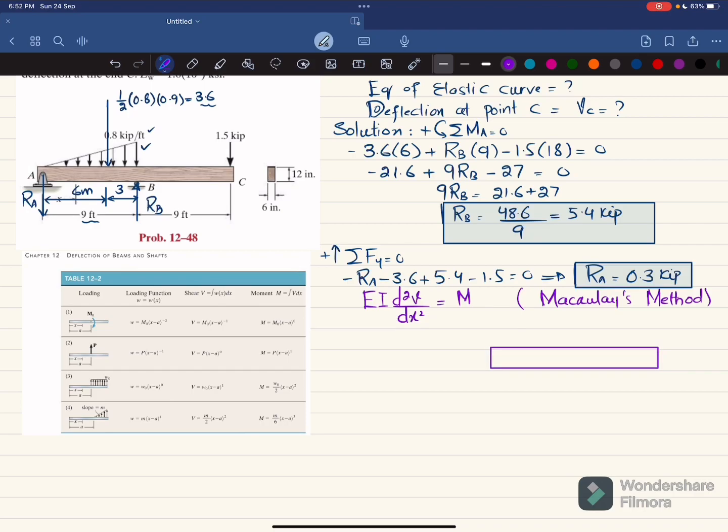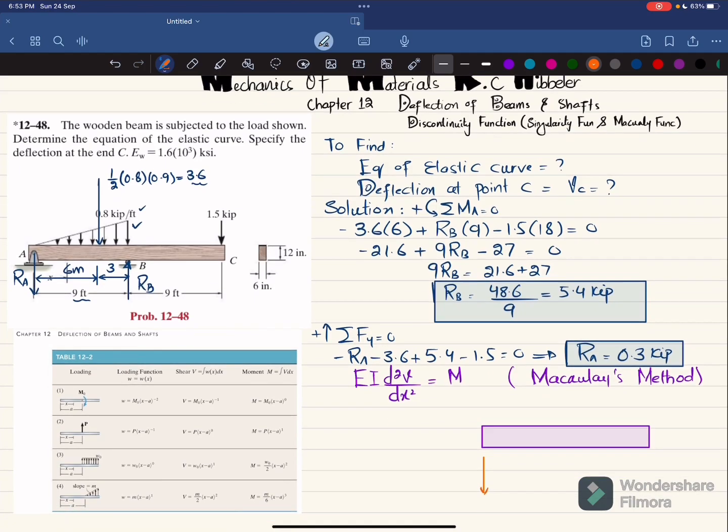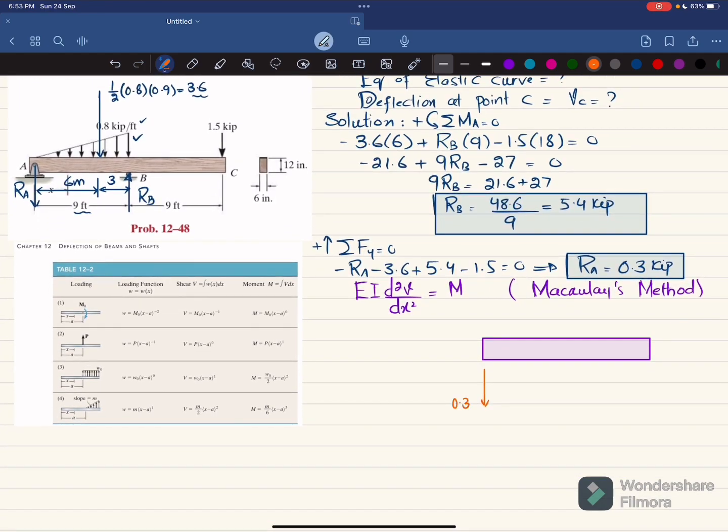So this is the beam, this is your point A, where the load RA is 0.3 kips, clear, and at point B we have a load of RB, that is 5.4 kips. This distance is 9 feet, and the remaining distance is also 9. Okay, so what we will do is that we will add this load from the first point till the last end.